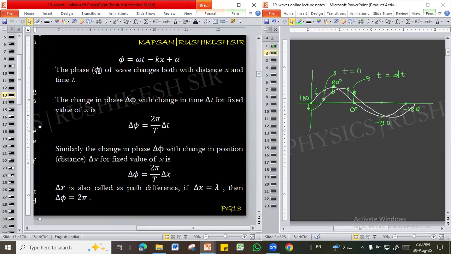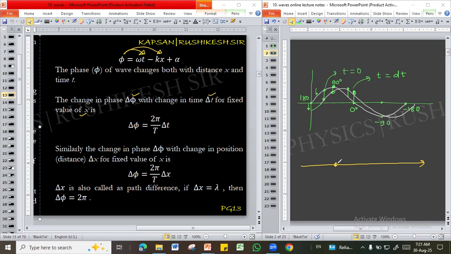Okay. The phase of the wave changes both with the position and the time. They are saying the phase of the wave changes both with position as well as with time. Yes, phase of the wave changes with the position. It also changes with the time. The change in the phase with change in the time delta t for fixed value of x: what we have to do is fix the value of x. What does that mean? Fix the position. Okay, we fix the position. Then what happens to this particle?